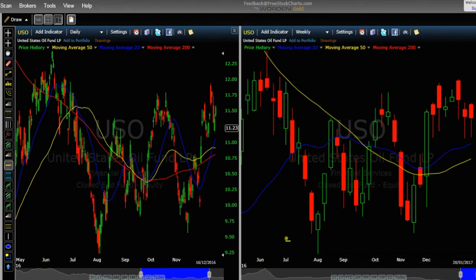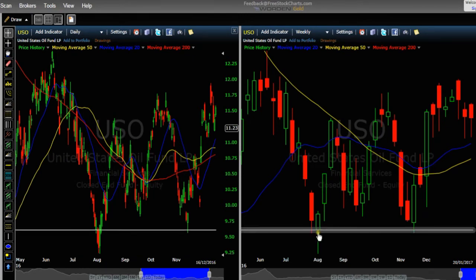So if I line this up here, you will see the low of the body on the weekly chart was support practically to the penny when USO came down in November, and it hit that level of support and bounced.